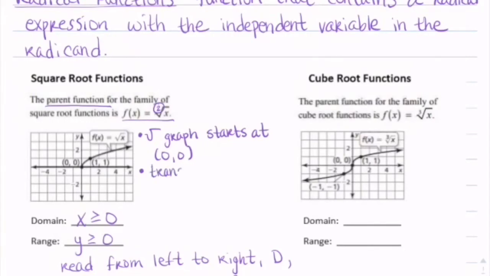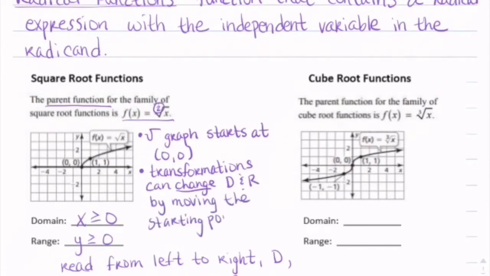So transformations, which we're going to talk about in a minute, transformations can change the domain and the range, the D and the R. And that is because we are moving the starting point. Since we have a distinctive starting point, if we transform the function by shifting it up, down, left, or right, that changes our domain and range.